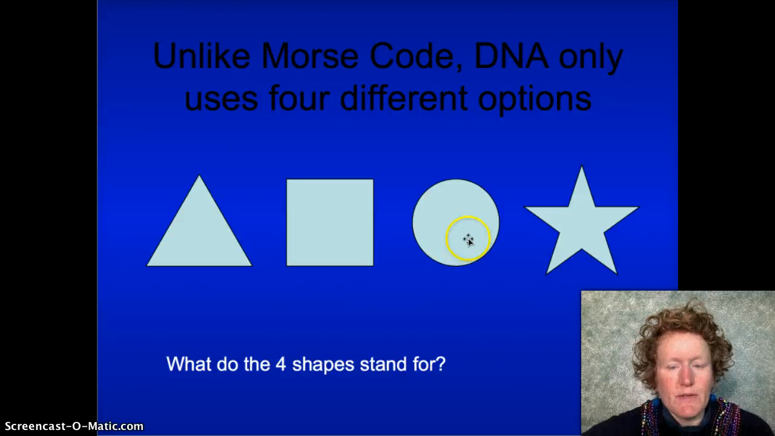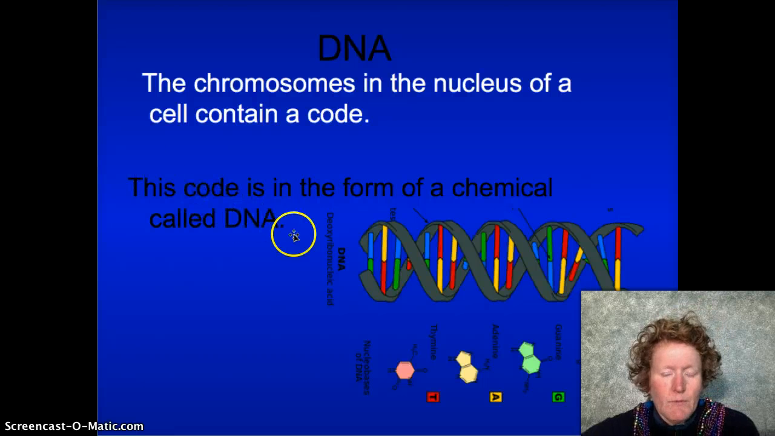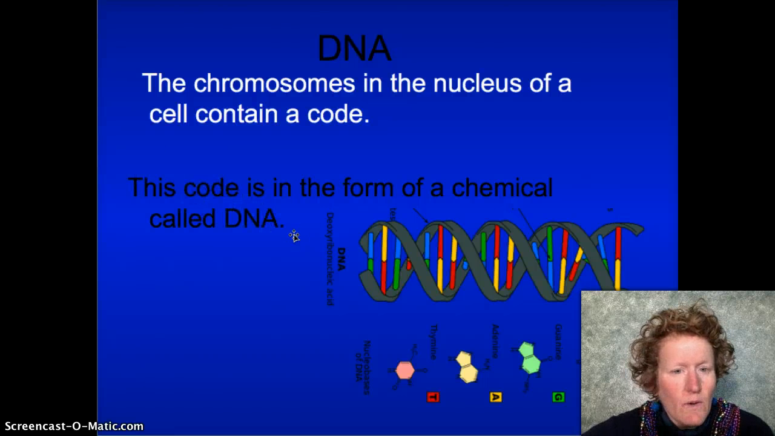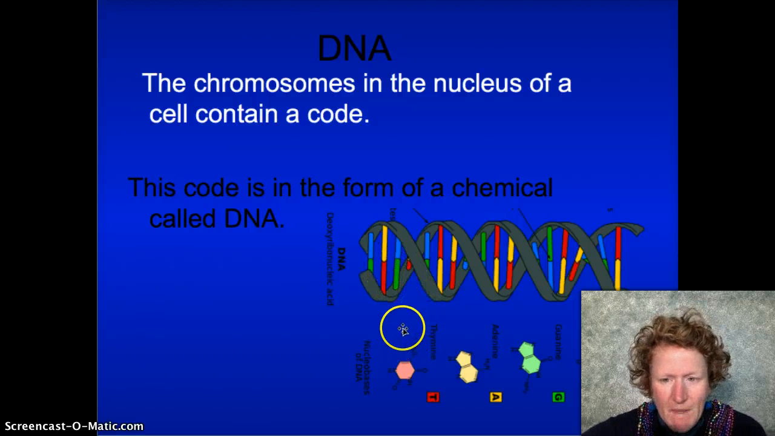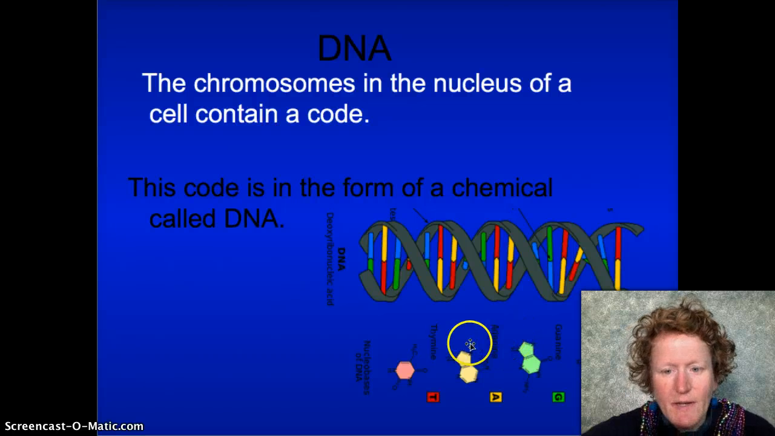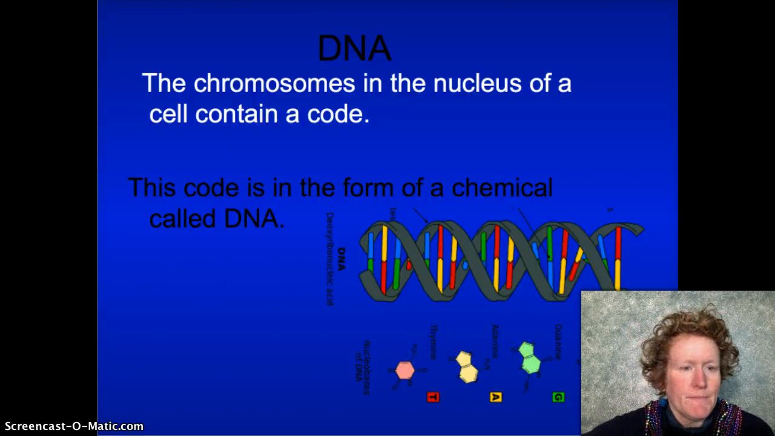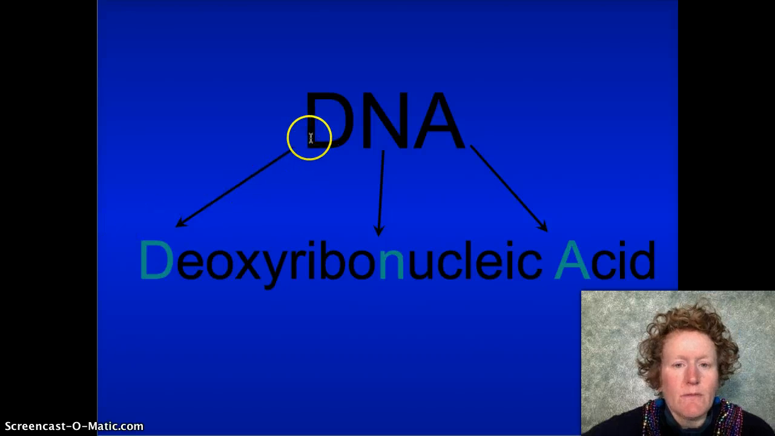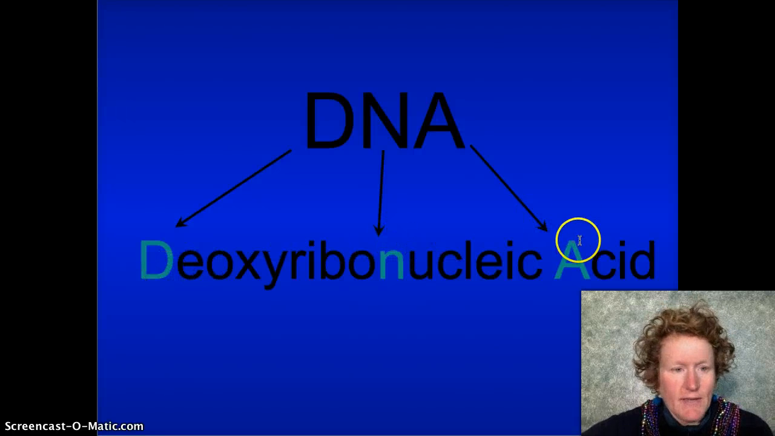Hopefully you can remember what these 4 different options are from semester 1 when we studied nucleic acids. The code in a nucleic acid is in the form of 4 bases. In DNA, that's cytosine, guanine, adenine, and thymine. And hopefully from semester 1 you can remember that DNA is short for deoxyribonucleic acid. You don't have to be able to spell that, but you should be able to say it. Deoxyribonucleic acid.